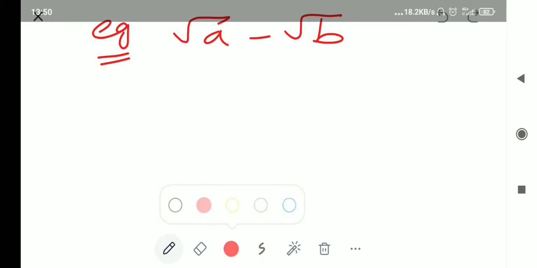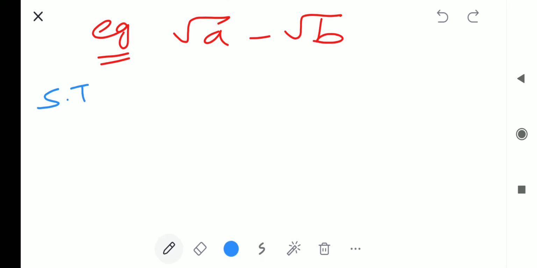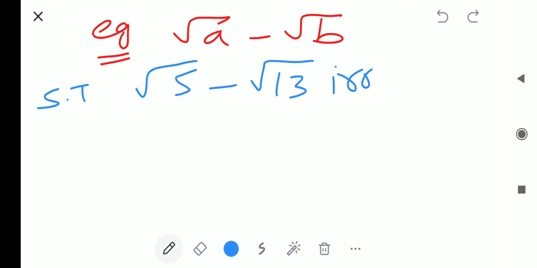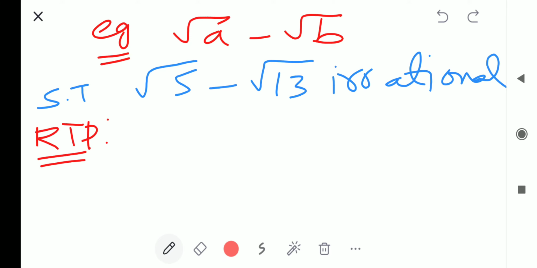Let me take another example which is of type root a minus root b. Let me take the question. Show that root 5 minus root 13 is irrational. So let me write RTP first. What should we prove here? Root 5 minus root 13 is irrational. This is the result we should prove at the end.